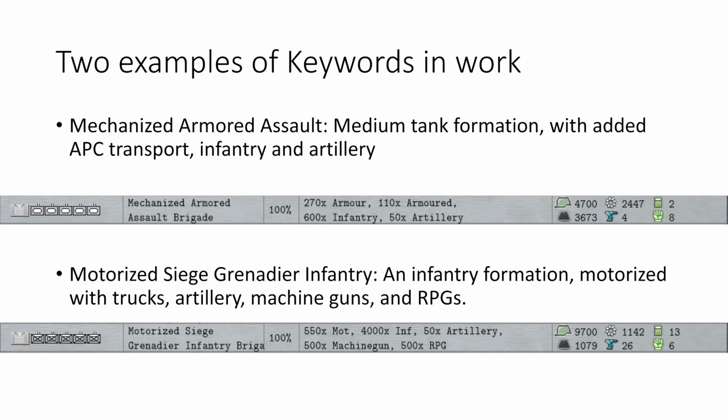In the case of motorized siege grenadier infantry, motorized again tells us we've got some sort of transport, in this case trucks. Siege is telling us we're going to have artillery. Grenadier means we're going to have MGs and RPGs. And infantry means it's going to be an infantry-based unit where we've replaced some of the infantry with the artillery, the machine guns, and the RPGs. And that's an example of it in brigade size.